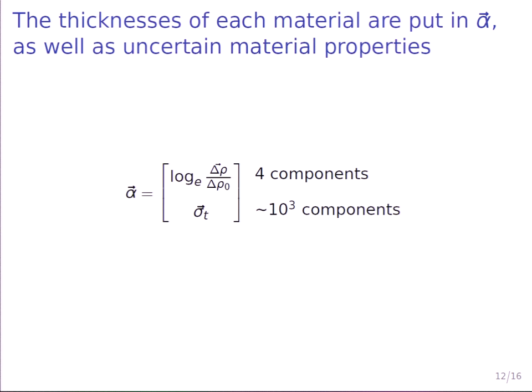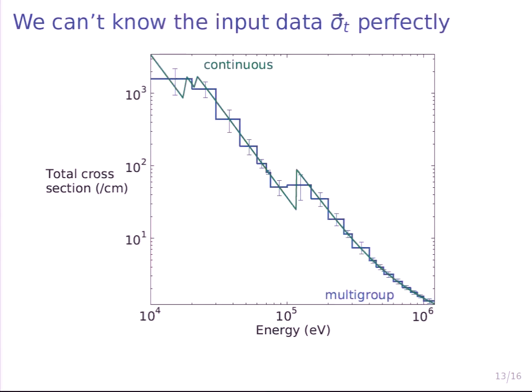If you add the total cross sections, it's about 10 to the 3. If you add other of the cross sections, it would grow even more. But for now, I did just the total cross section. So this is the key to describing the model mismatch.